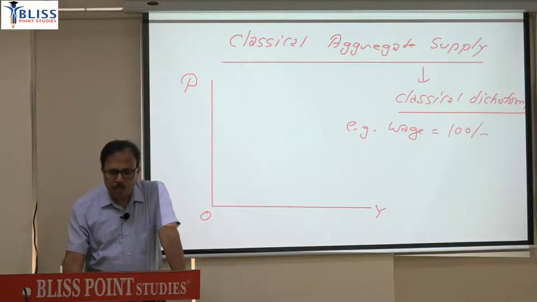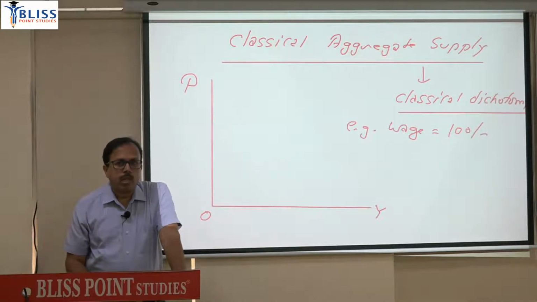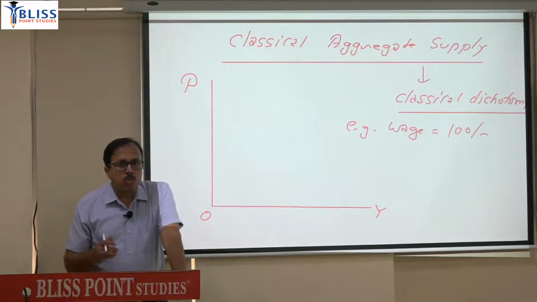Just for example, if I say that a person's nominal wage is 100 rupees, वो उसका nominal wage है. What is the real wage? Real wage means how much goods he can buy with that 100 rupees. That depends upon the price.